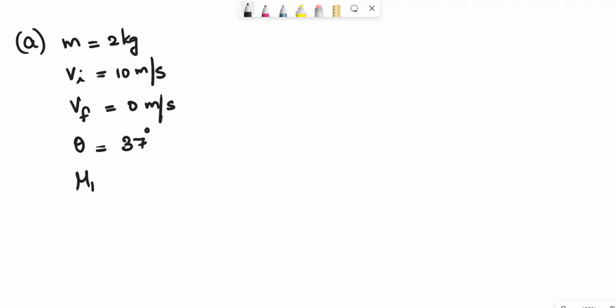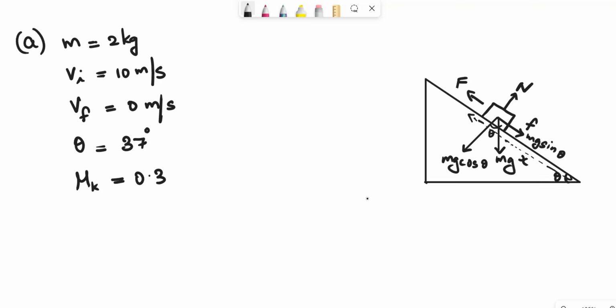The coefficient of sliding friction is given as 0.3. Now here the block is moving up from the bottom. Let us draw the free body diagram for part A, case 1. Since the block is moving up from the bottom, the frictional force F will act down the inclined plane. So we can write the normal force N as mg cos theta.